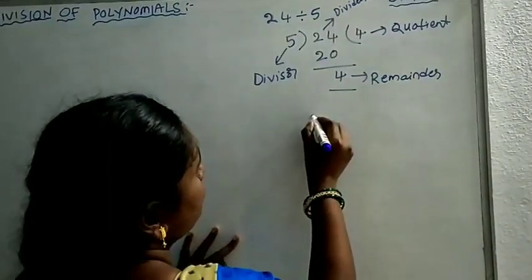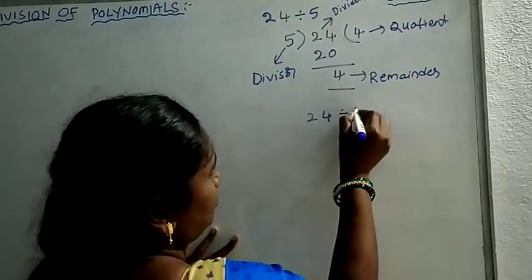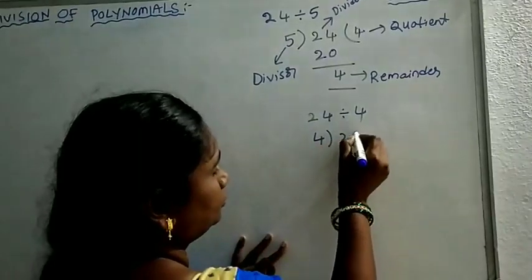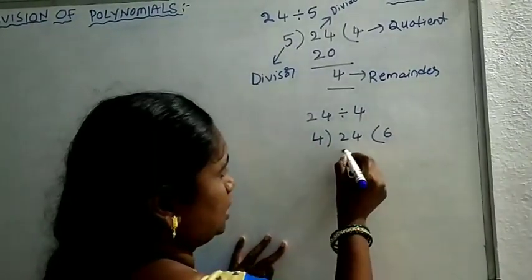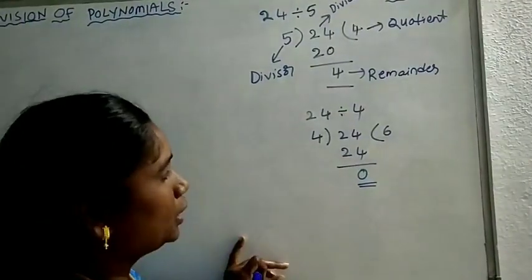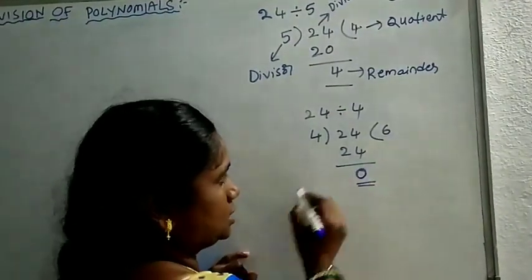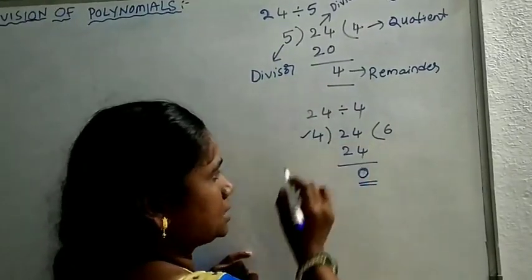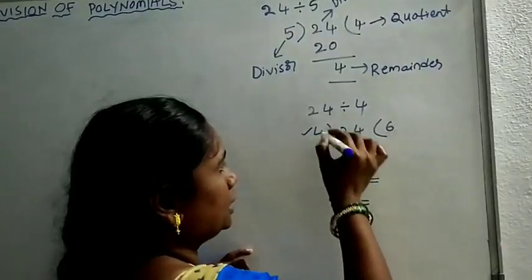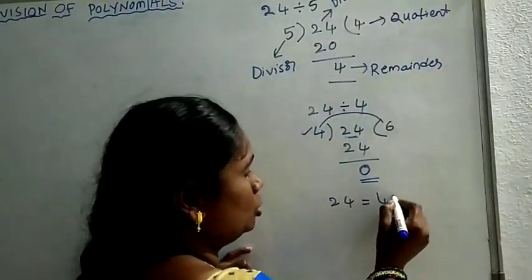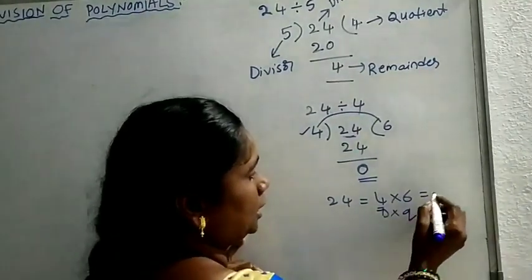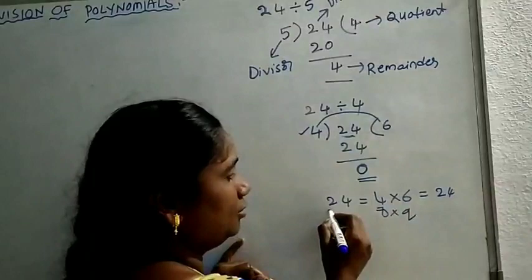Okay, we will do one more division. If 24 is divided by 4, how will you do this? 4 sixes are 24. What is the remainder here? 0. That means since the remainder is 0, here 4 is the factor of 24. And how will you get 24 here? 4 into 6. That means divisor into quotient, we will get the dividend.